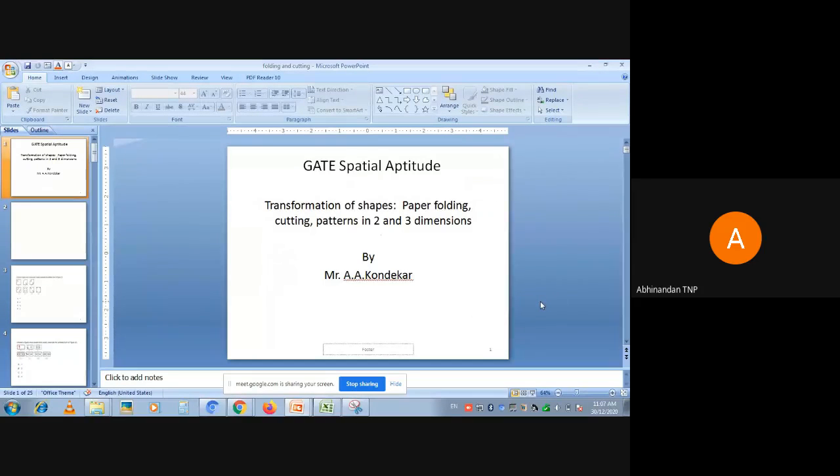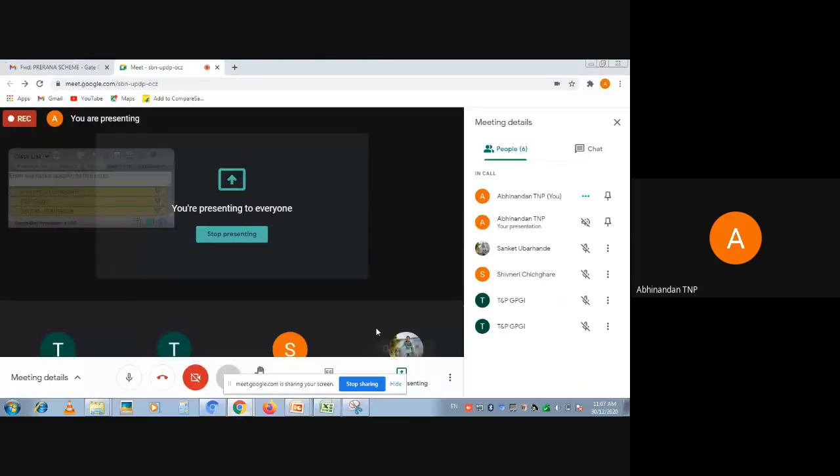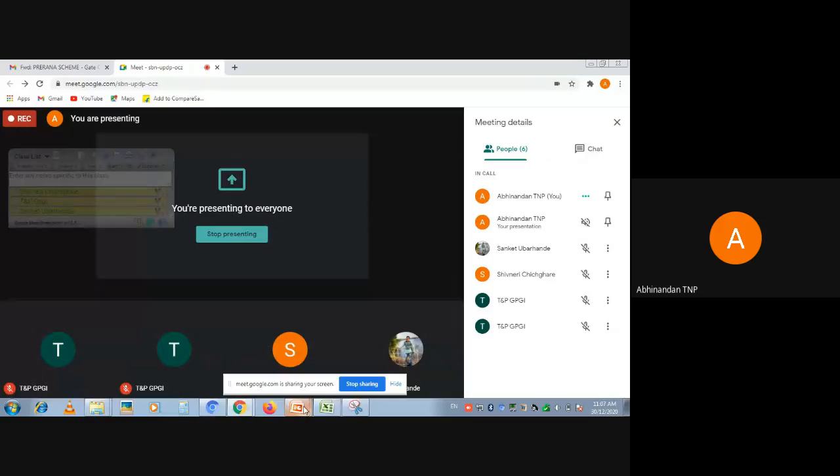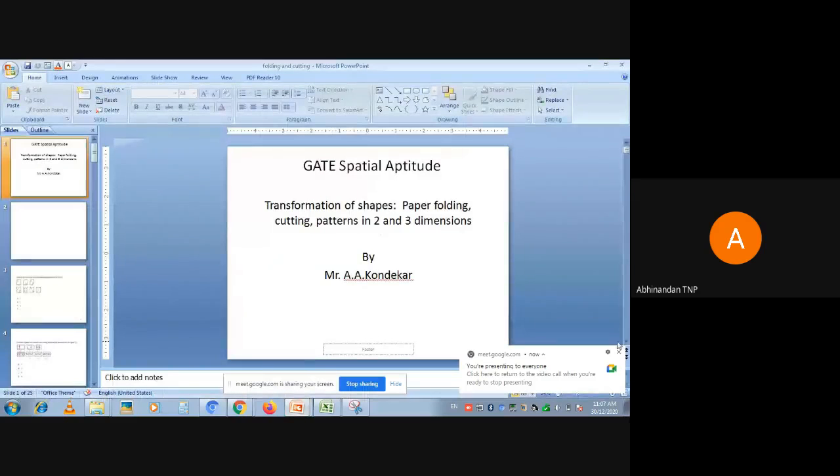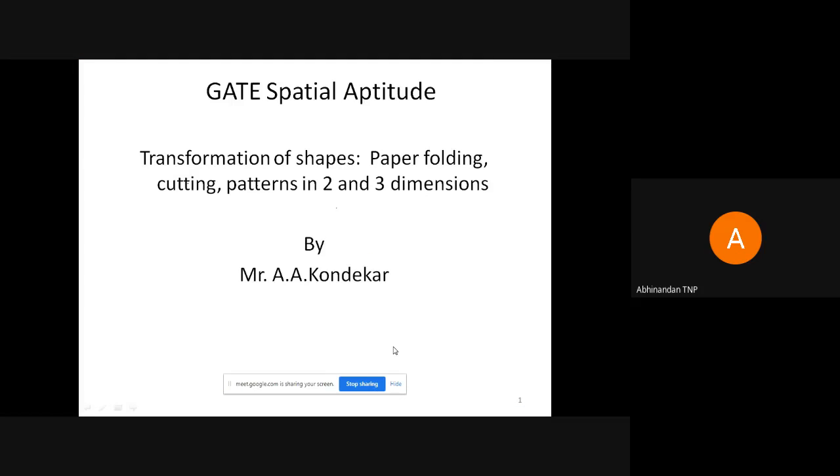Today's topic of discussion is paper folding and cutting. This is one of the topics added into the GATE syllabus for the 2021 batch. It is one of the topics of special aptitude, and I do think that this is one of the simplest topics.